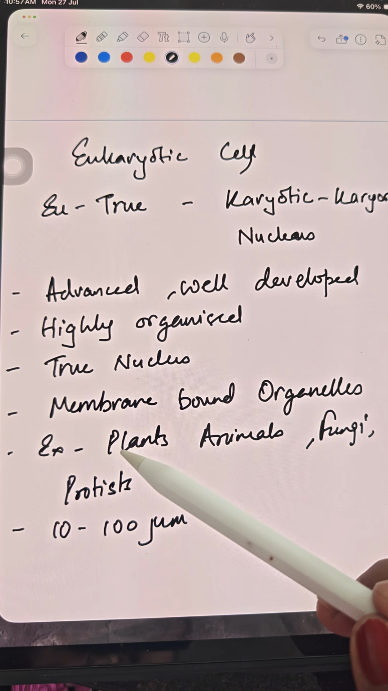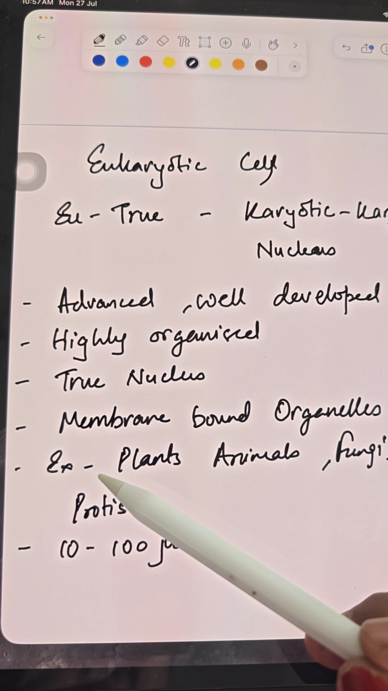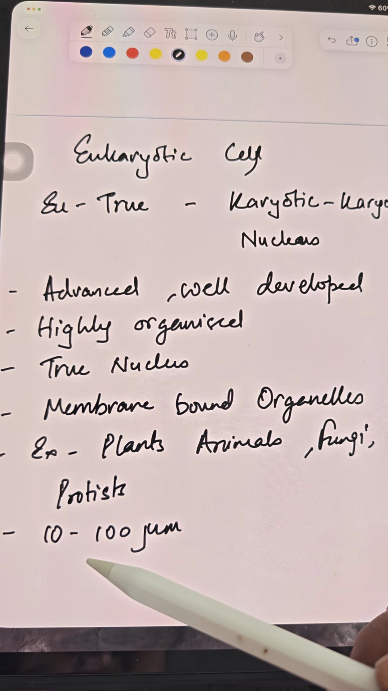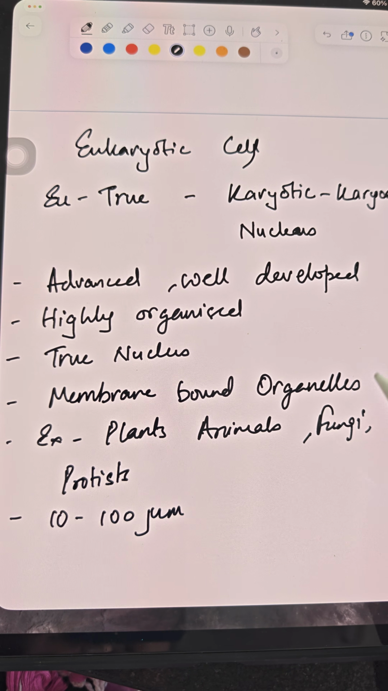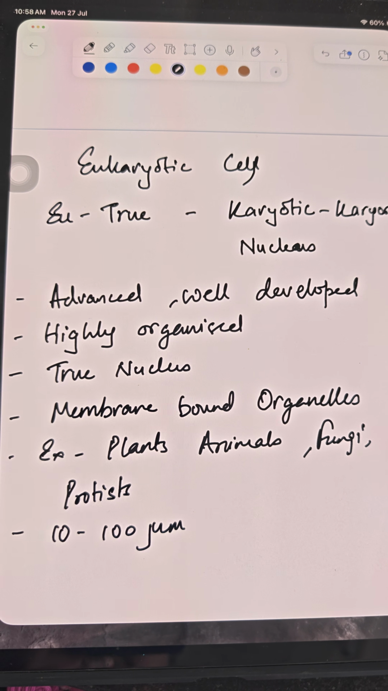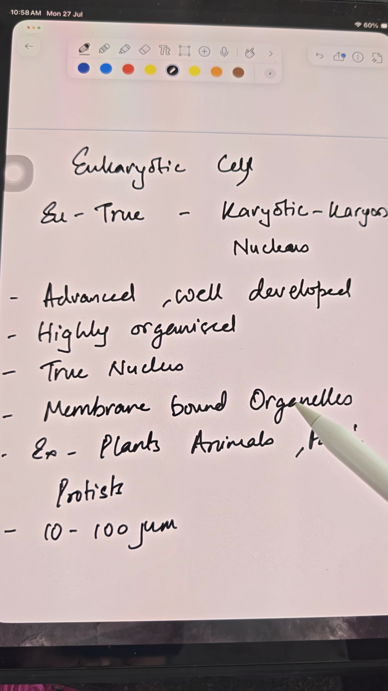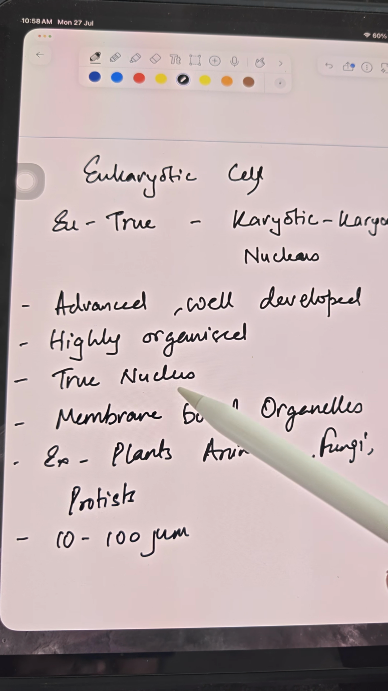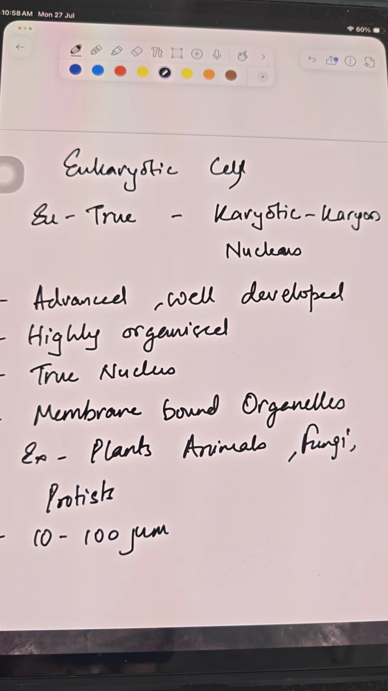And the basic examples where you will find eukaryotic cells are plants, animals, fungi and protists. The size of the eukaryotic cell is around 10 to 100 micrometer. So they are also microscopic, as in prokaryotes, but it is more advanced only because of the nucleus and the membrane bound organelles which are present. Because of this, it is functionally more active, metabolically more active as compared to the prokaryotic cell.